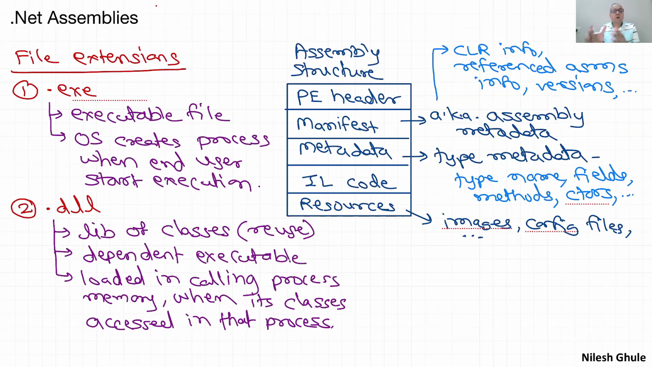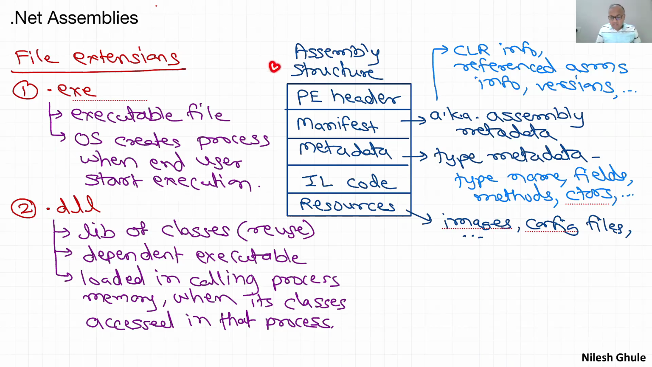Now that you have understood this, what is common in exe and DLL? In the case of .NET, both your exe file and your DLL file are called assemblies. They are called .NET assemblies. And they share a similar structure. They share the common structure. What is the common structure of the assembly file, whether it is exe or DLL?